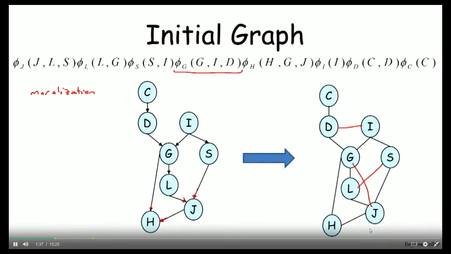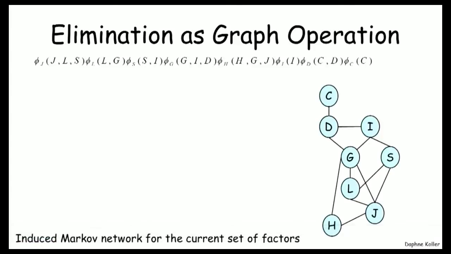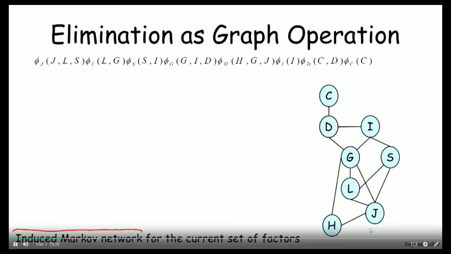So having moralized the graph, we now have this version of it. And this is what we previously defined to be the induced Markov network for the current set of factors. So now let's think about a variable elimination step and what it does to this graph. So let's begin by eliminating C, and if you remember, that involved this operation.